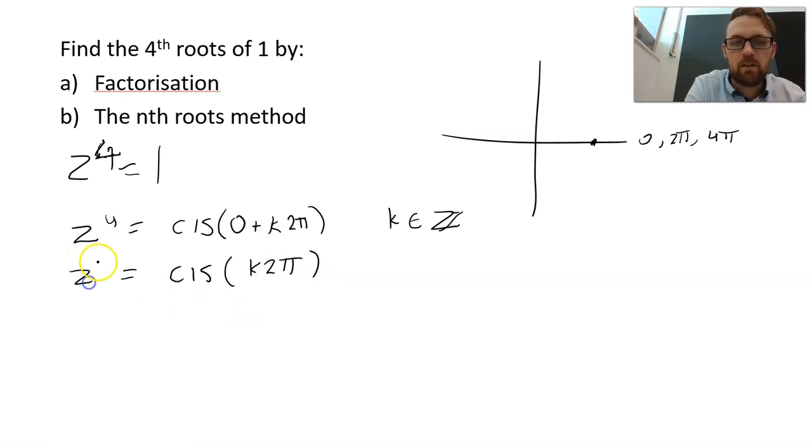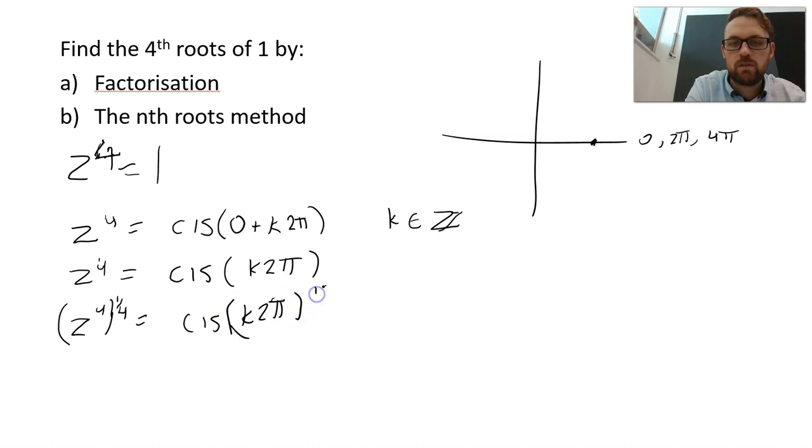Now at the moment we've got z to the power of 4. If we want to get rid of that, we're going to have to put both sides to the power of 1/4. So cis k 2 pi all to the power of 1/4. Put a big bracket around there. All right. And what happens on the left-hand side is it becomes z to the power of, we multiply when there's a power to a power. So 4 multiplied by 1/4 is 4 on 4, which hopefully you can see will go away.